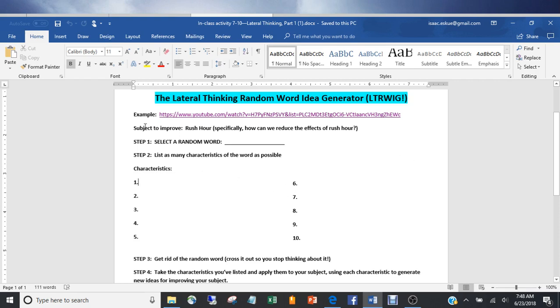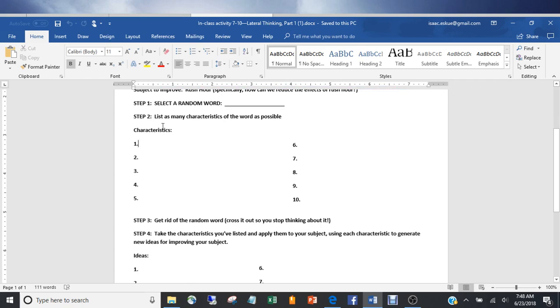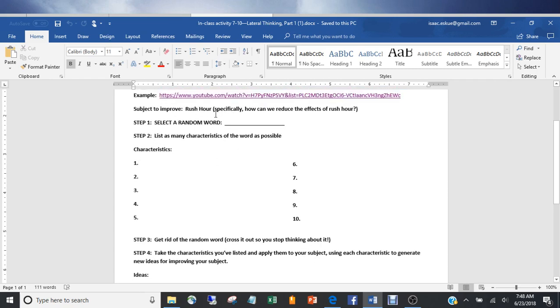So what I want you to do is, given that that's our problem, select a random word. And really, it shouldn't be a transportation related word. We really want to take something completely different from what we're looking at. And then we want to take that word and forget about the concept of rush hour for a minute. We just want to think about that word.